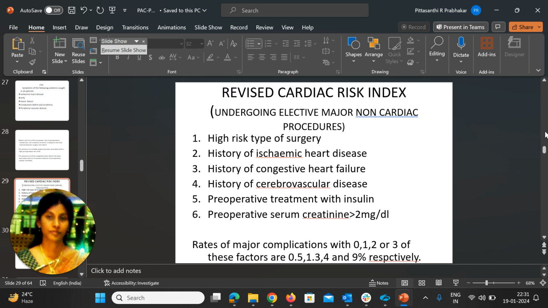So coming to the revised cardiac risk index, for the patients undergoing elective major non-cardiac procedures: high risk type of surgery, history of ischemic heart disease, history of congestive heart failure, history of cerebrovascular disease, preoperative treatment with insulin, preoperative serum creatinine more than 2 mg. The rates of major complications with 0, 1, 2 or 3 of these factors are 0.5, 1.3, 4 and 9% respectively.